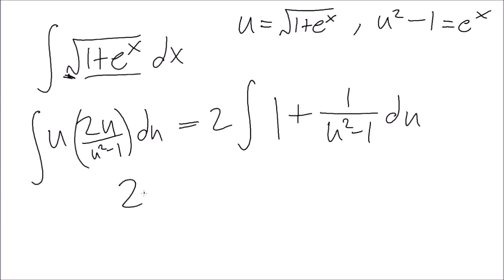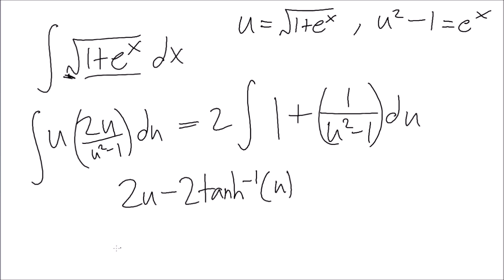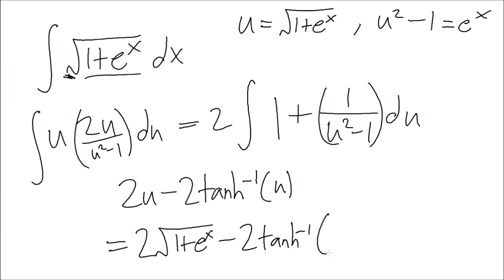This is now 2u minus, okay, this is a negative inverse tanh. So it's minus 2 inverse tanh of u. So now we have 2 times the square root of 1 plus e to the x, minus 2 inverse tanh of the square root of 1 plus e to the x, plus c.